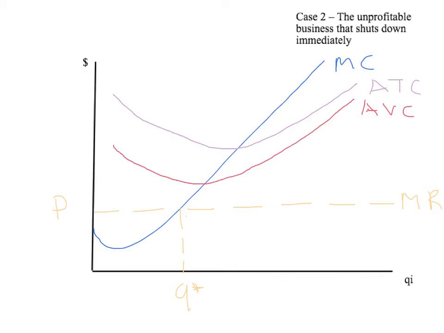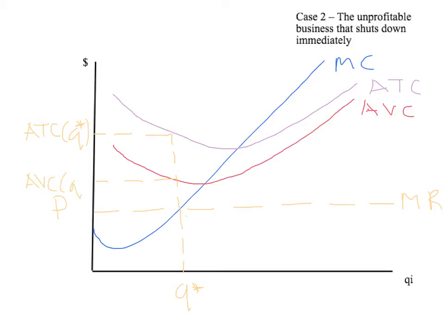Notice that the price is below both the average total cost and the average variable cost curve. So what's going to be the profit of this firm? Well, unfortunately, life for this firm is going to be nasty. It's going to have an average total cost above the price. Notice that immediately means that this firm must be making a loss, but it's also got an average variable cost above the price.